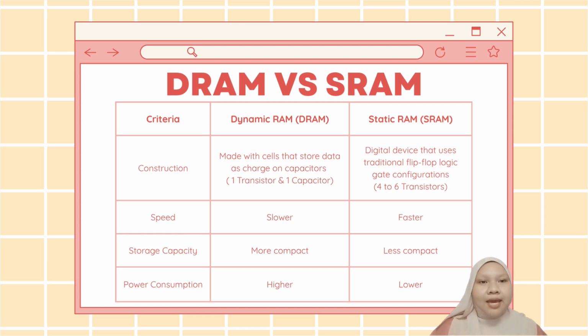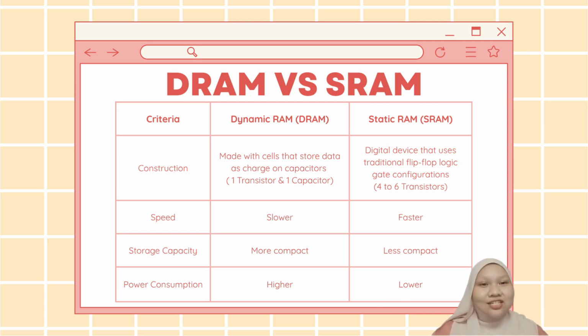Next, let's compare the two types of RAM, dynamic RAM and static RAM. In terms of construction, DRAM cells are structurally simple, storing data as a charge on a capacitor and controlled by one transistor. On the other hand, SRAM is a digital device that stores a binary value using a traditional cross-connected flip-flop logic gate configuration, which requires 4 to 6 transistors per bit.